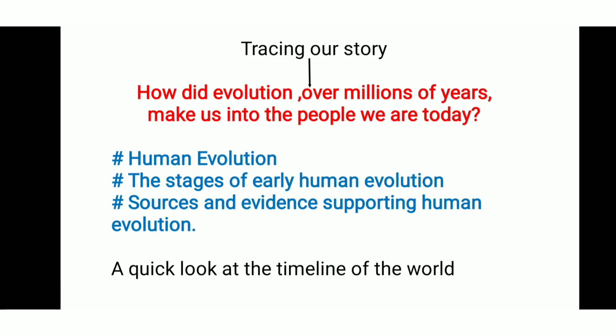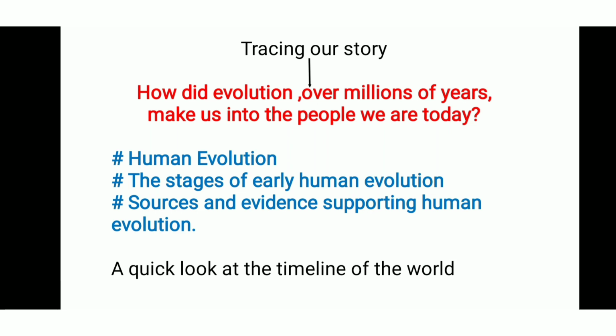Hi, children. Today we are going to learn lesson one, tracing a story, in your social textbook. They have given a big question, that is nothing but the central idea. How did evolution over millions of years make us into the people we are today? Understand the question.